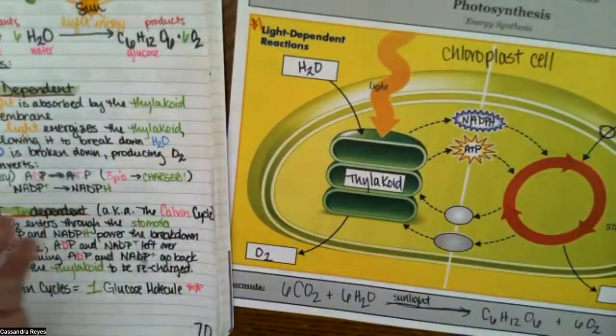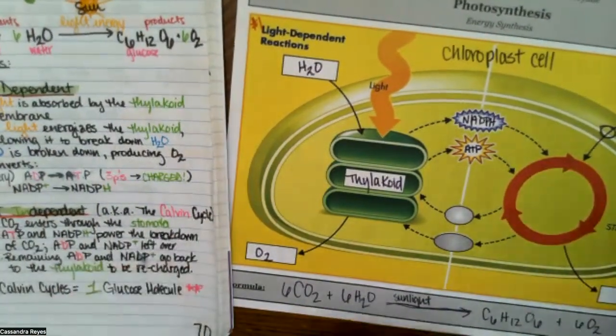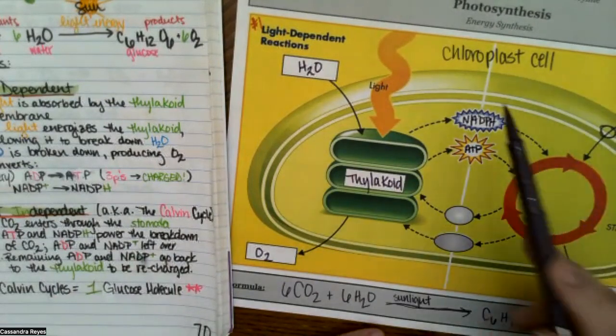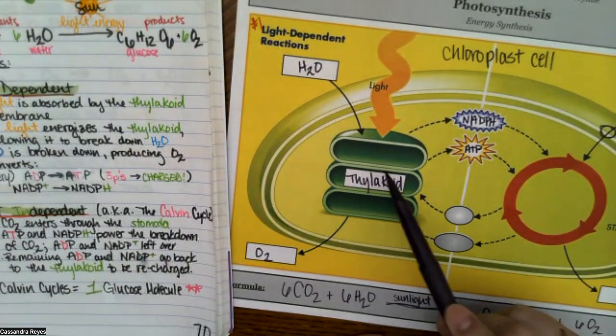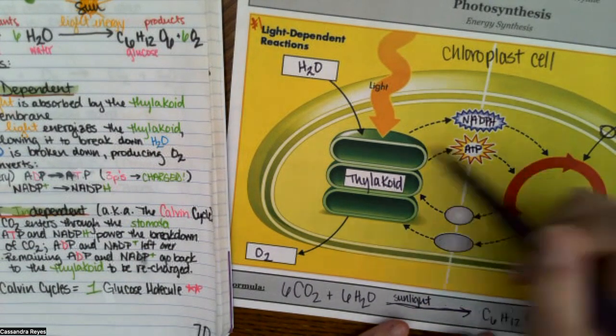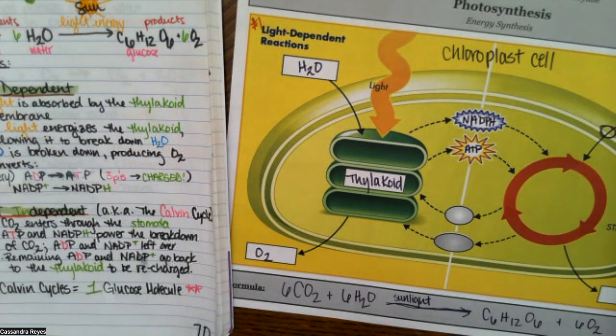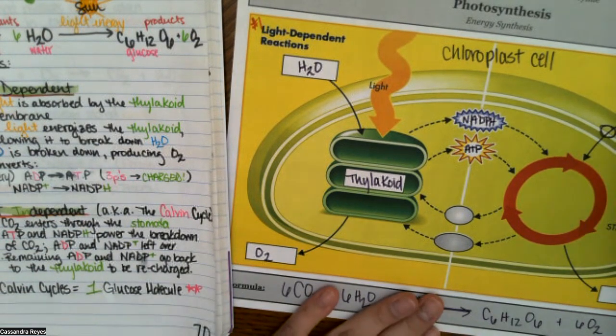I should have led with that. My bad, y'all. This whole thing is a chloroplast cell. The chloroplast is going to have a thylakoid, which is these little, I don't know, dime stacks. It's going to have this ooey gooey jelly stuff inside called the stroma. And it's going to have these little pores called stomata.